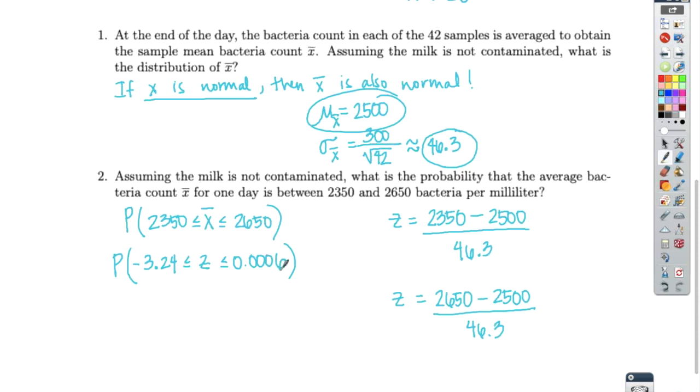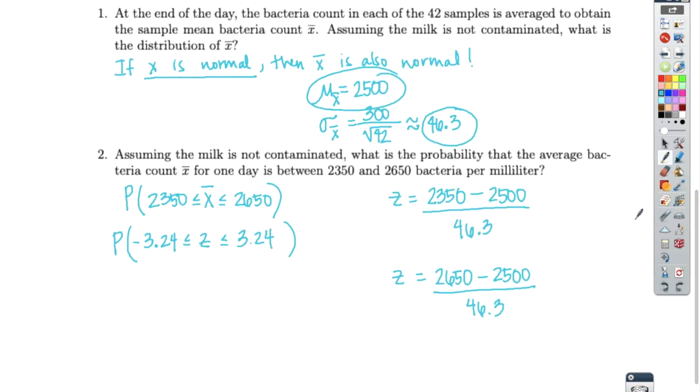0.0006. No, that's not true. I am jumping ahead. That's absolutely not true. I find 3.24. And I think I just gave away the next part. Okay, so pause the video now, reference that formula, and find these two areas. We're going to subtract the smaller area from the larger area. I'll give you a second to do it.